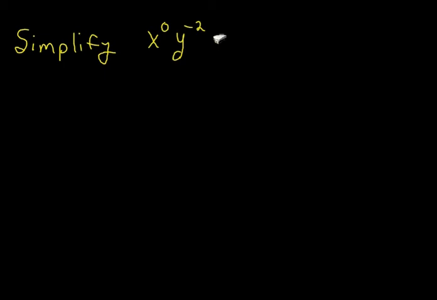We learned in class that any number or variable raised to the 0 power is actually equal to 1. We also learned that when we had an exponent that was negative, it was equal to the reciprocal of that, only with a positive exponent. So y to the negative 2 becomes 1 over y squared. So when we multiply these together, we get an answer of 1 over y squared.